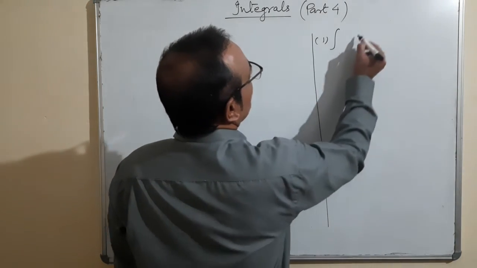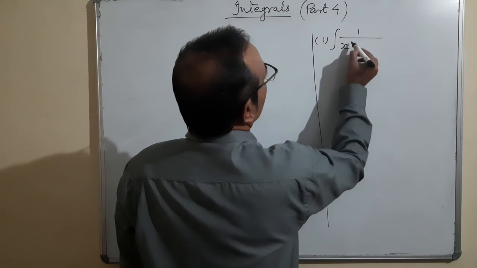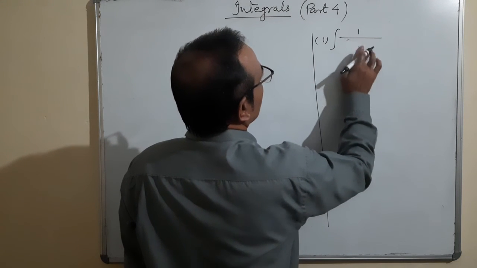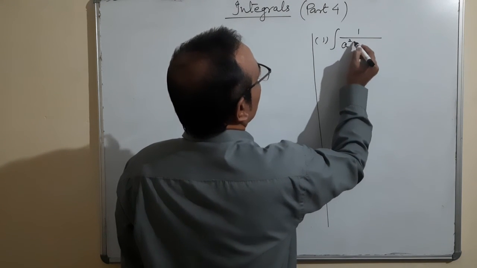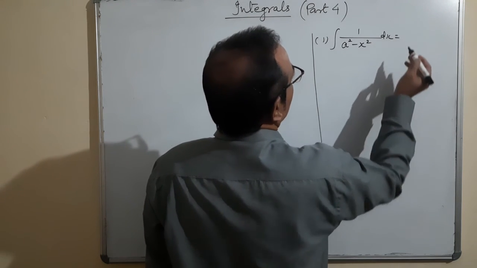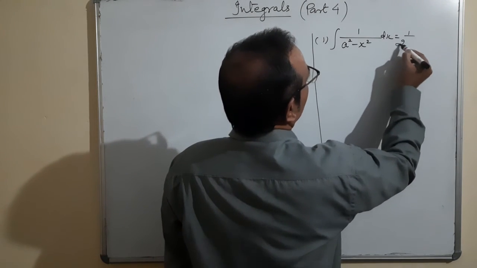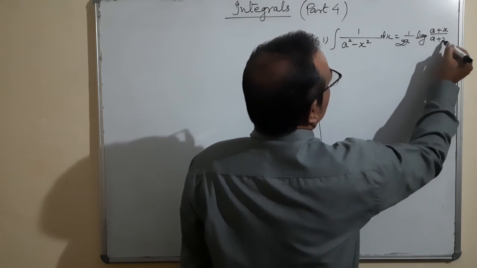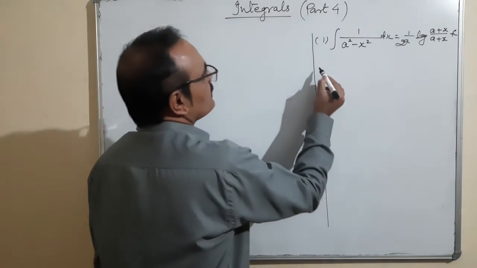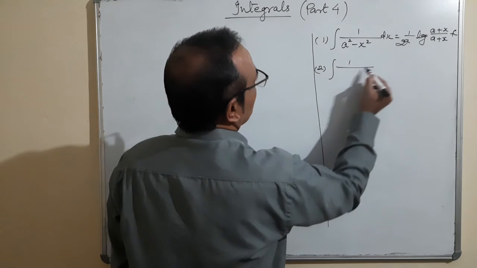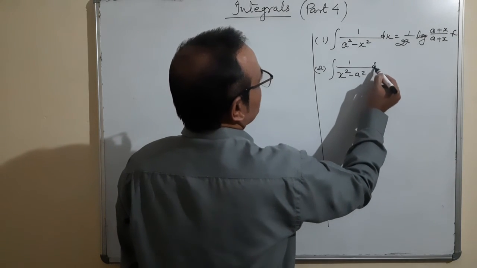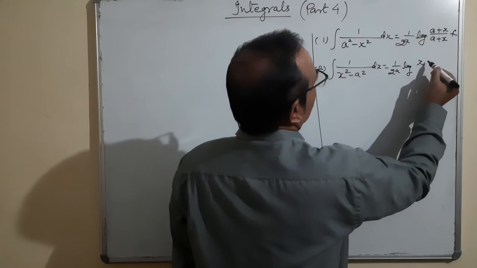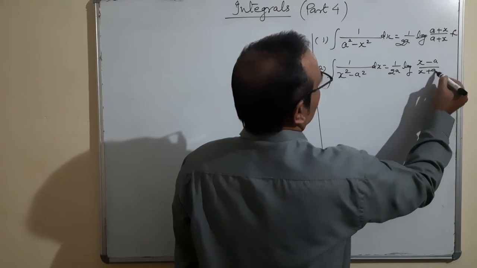Like integration of 1 upon a square minus x square dx is equal to 1 upon 2a log of a plus x upon a minus x plus c. Second is integration of 1 upon x square minus a square dx, which is 1 upon 2a log of x minus a upon x plus a plus c.